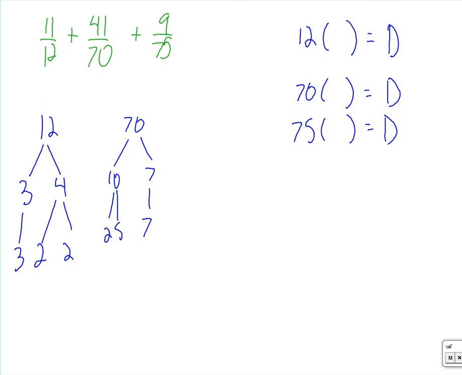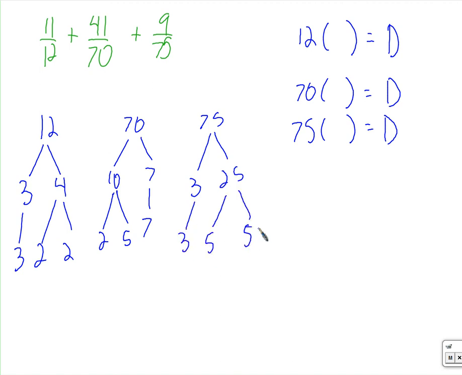That doesn't look too good. Let me fix that: 2 and 5 and 7. Right. So if 2 times 5 times 7 is somewhere in the factors of this number, then 70 goes into it. Agreed? Okay. Then 75, 3 times 25, 3 times 5 times 5. So if the factors 3, 5, and 5 are in this number, then 75 goes into that number as well.